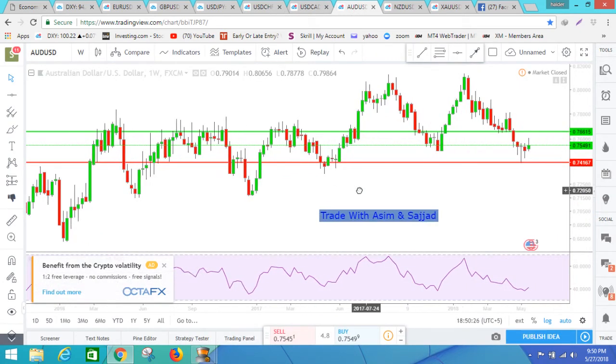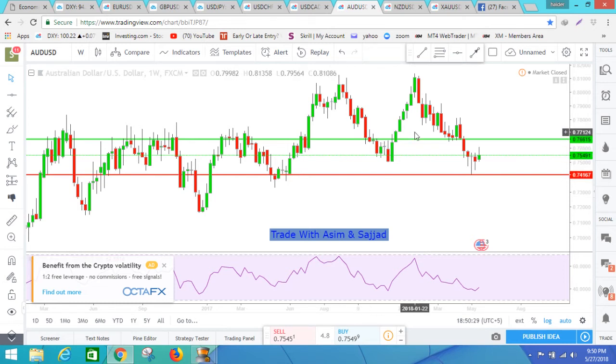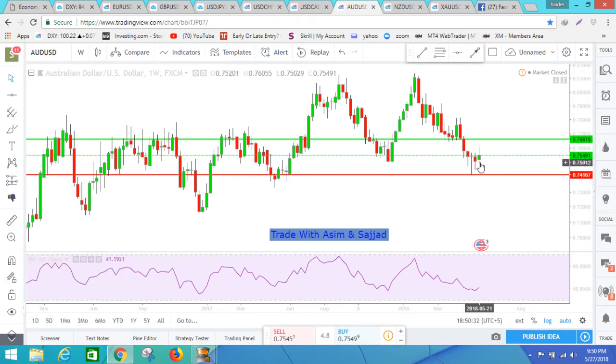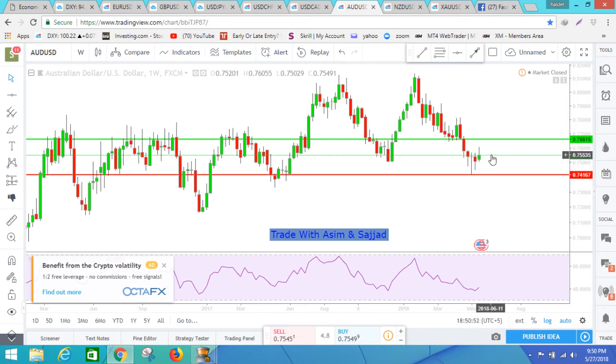Coming to the Australian USD pair, last week I was very much confident that it will go up. It did try to go up, and it went up till 0.7605, but from here the price got rejected and it came down. Right now I still have some kind of belief in Australian USD that it will try to go up again, but from 0.7661 it's supposed to drop again. So I will wait till here and then I will short it again.